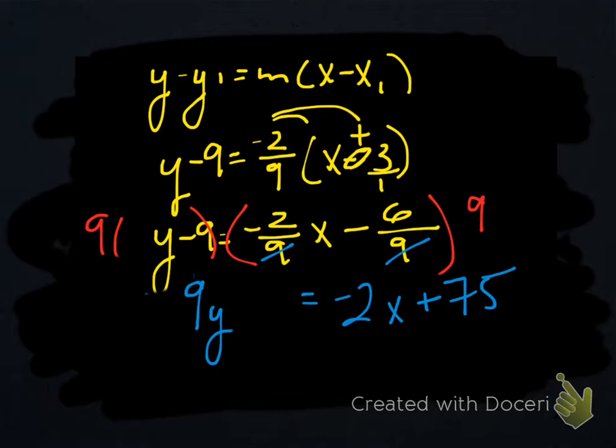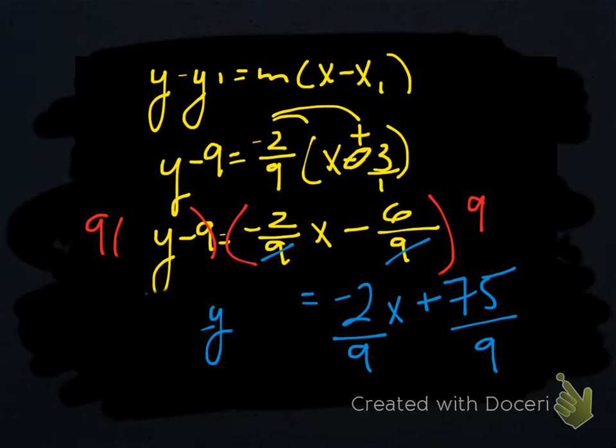Now, last step is to divide by 9. Divide everybody by 9, and I'm done. So I get y equals, because that canceled out, a negative 2/9 x, which we usually write like that, minus 2/9 x, plus 75/9. I can't do anything to 75/9. 75/9 is a tough one to graph on a graph if you don't know where 75/9 is.